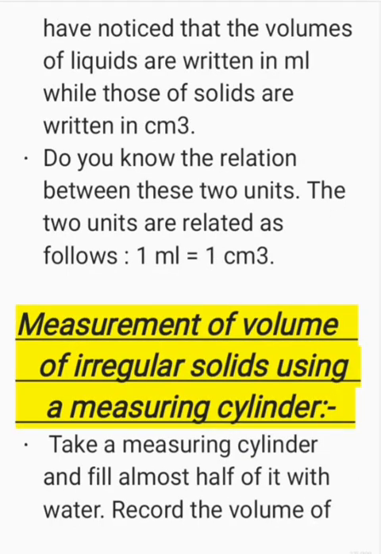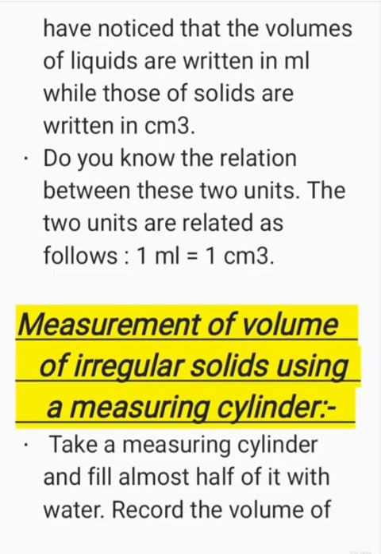You must have noticed that the volumes of liquids are written in ml while those of solids are written in cm³. Do you know the relation between these two units? The two units are related as follows: 1 milliliter equals 1 cubic centimeter.